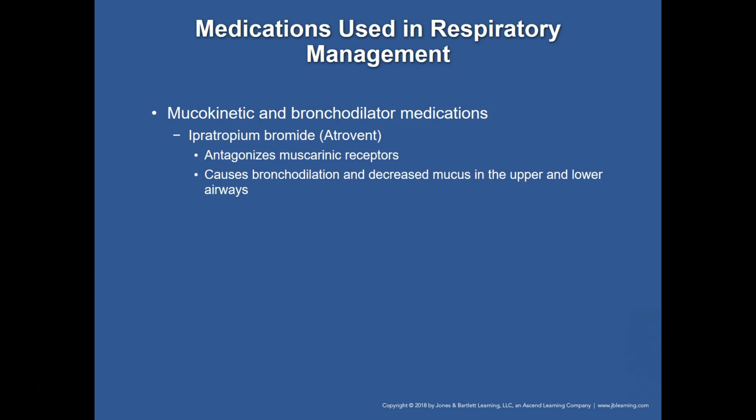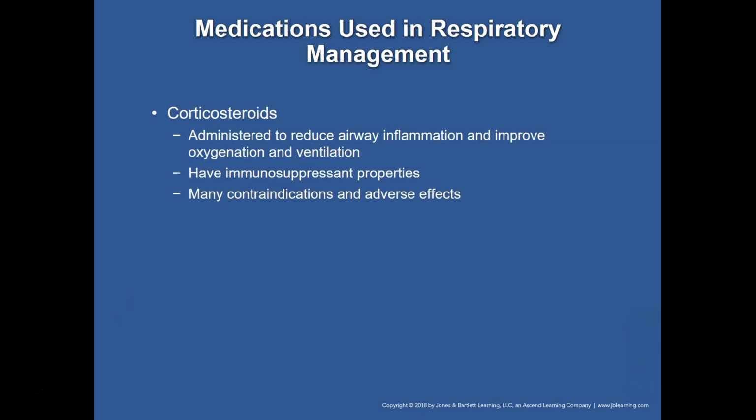Mucokinetic and bronchodilator medications. Ipratropium bromide is one of those dual purpose. It helps antagonize muscarinic receptors, reduces mucus production, and causes bronchodilation and decreased mucus in the upper and lower airways, which is beneficial when somebody's trying to breathe, to reduce that mucus production. Corticosteroids reduce airway inflammation and improve oxygenation and ventilation. They have immunosuppressant properties and many contraindications and adverse effects, especially for long-term use.